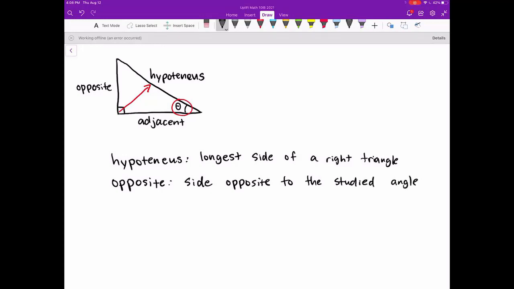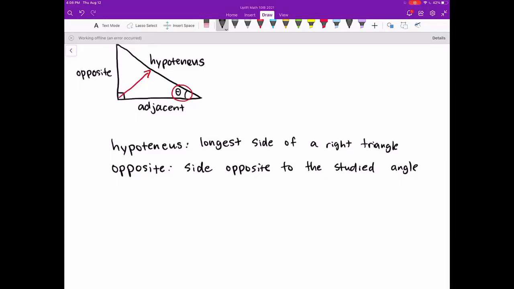And then finally, we have adjacent. The adjacent is the side that is the closest to the angle, but that's not the hypotenuse. So since the angle we're studying is theta, there are two sides that are close to it, the adjacent side and the hypotenuse side. The adjacent side is the side that is not the longest, so not the hypotenuse. So theta is technically formed by the adjacent side and the hypotenuse side.